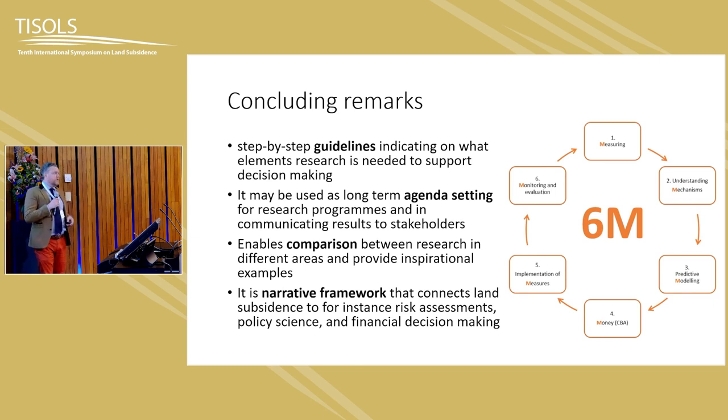So my concluding remarks are that the 6M approach really is a step-by-step guideline to indicate on what research elements you can work on. For instance, for the case in Africa, you can really see where you are and what your next step should be. But it can also be used for agenda setting for research programs and to communicate results with stakeholders. Because you can very clearly show stakeholders what you were doing and why. Why it's important to have a certain economic analysis, because you're working here and you've got just these outcomes and you want to go towards implementation of measures, for instance. So it makes it much more clear where you are in the whole program.